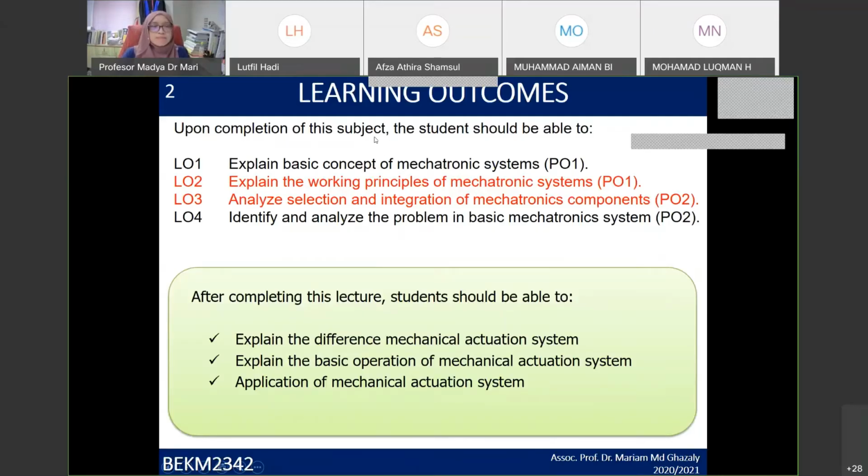The learning outcomes that we'll be covering for this topic will be LO2 and LO3. LO2 is to explain the working principle of the mechanism, and LO3 will be on analyzing and selecting the integration of the mechanism into the mechanical system. So after completing, you should be able to explain the different types of mechanism, explain the basic operation of mechanism, and apply the mechanism to any mechanical system.